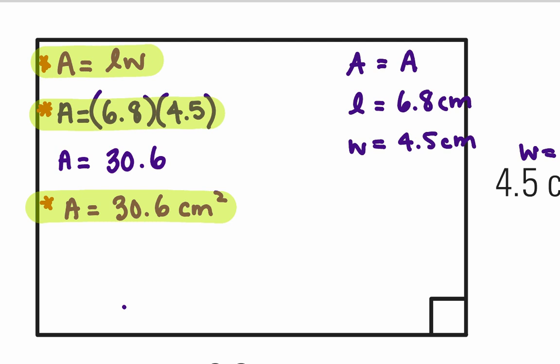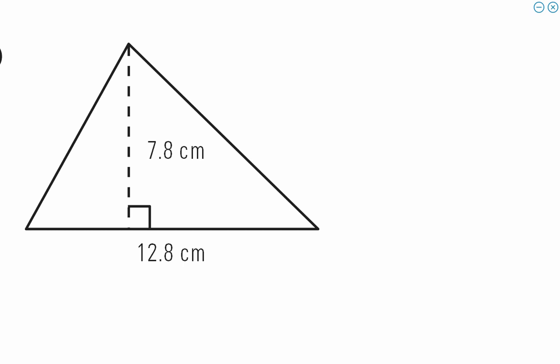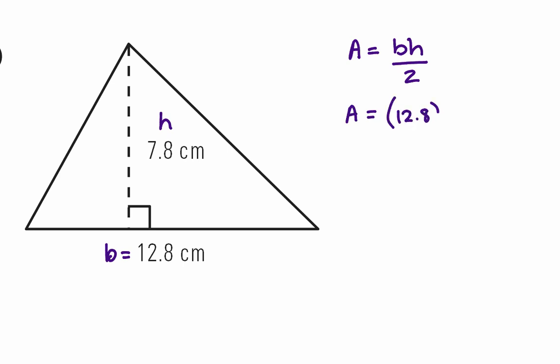All right. Let's go a little quicker with this one. Triangle. What is our triangle formula? Base times height. Yeah, 1/2 base times height. So base times height divided by 2. So my base is 12.8. What's my height? 7.8. So my area is equal to my 12.8 times my 7.8. And making sure I don't forget any parts of my formula, divided by 2.